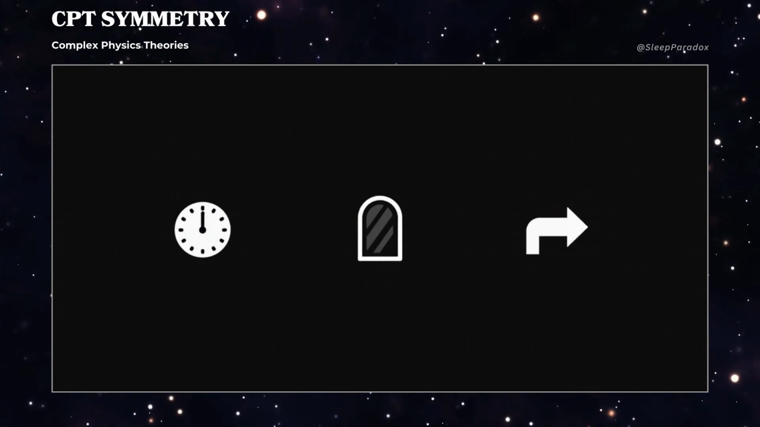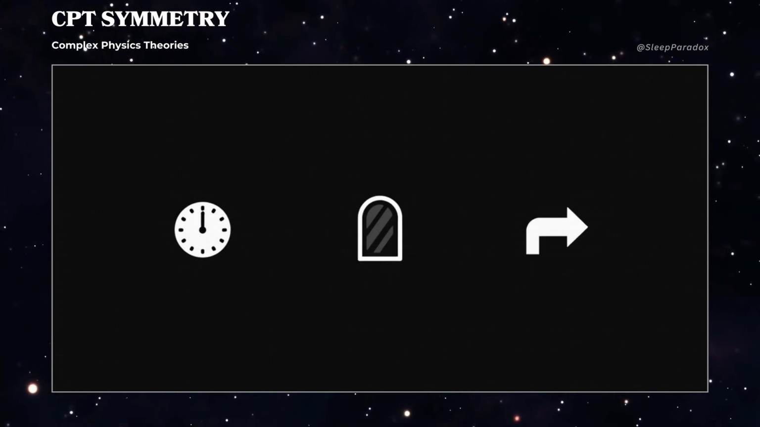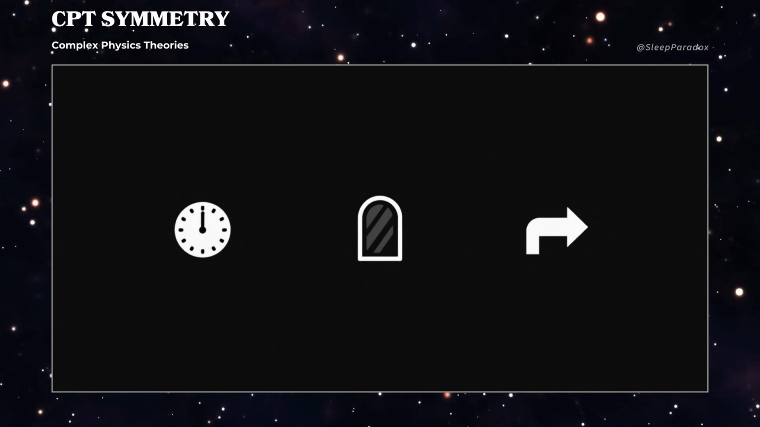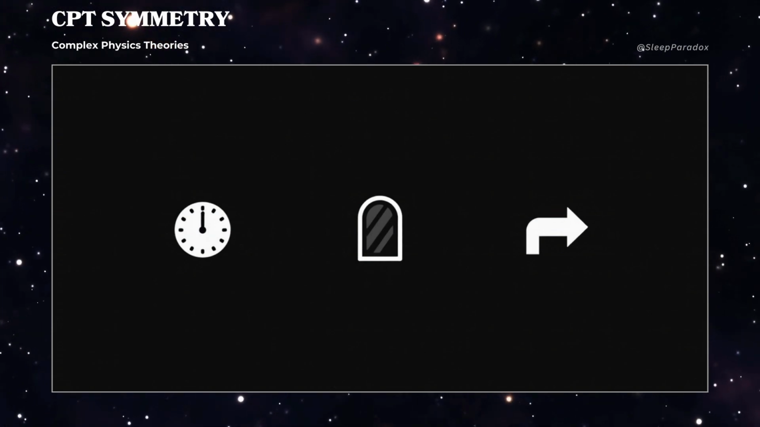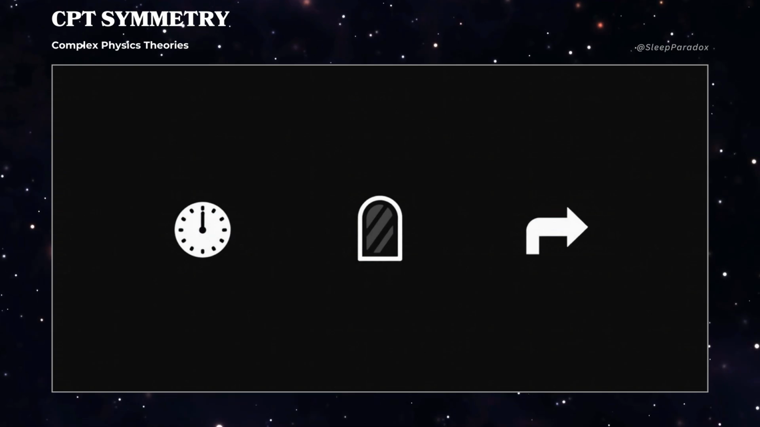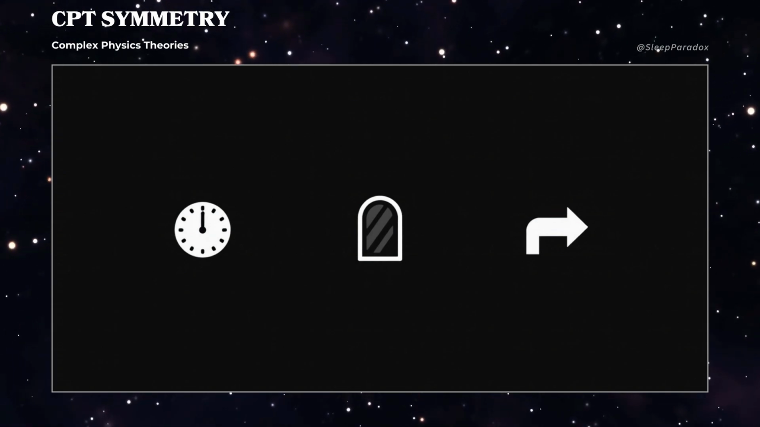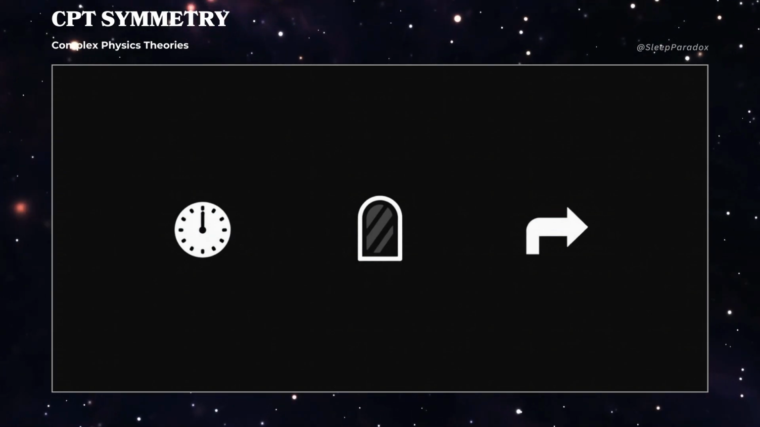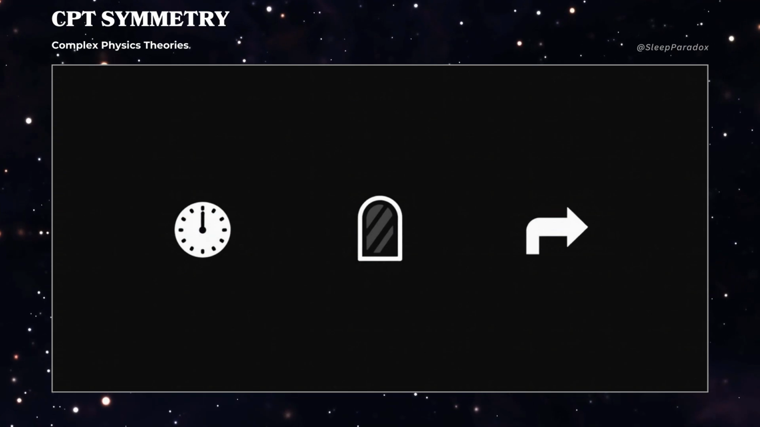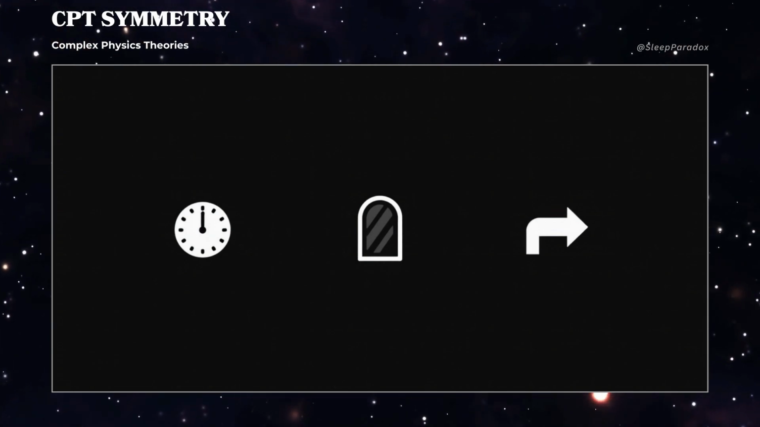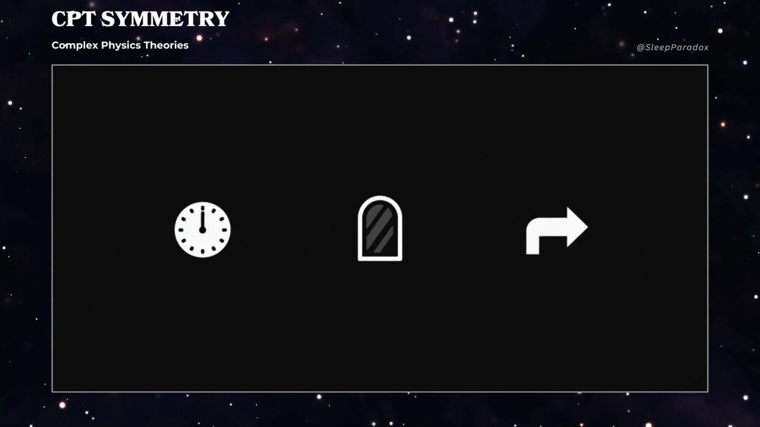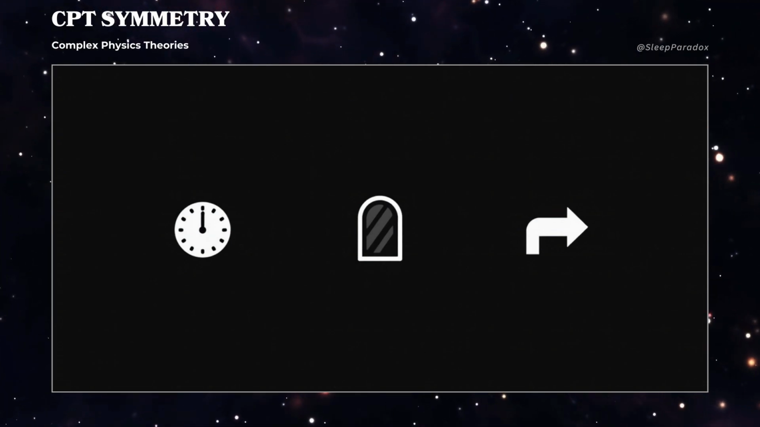That is, there are known physical processes where the symmetry fails if you only apply one or two of these transformations. But when you apply all three together, charge, parity, and time, the theory says that the combined system should behave exactly the same. This principle is not just a guess. It's built into the mathematics of quantum field theory, the same framework that underpins the Standard Model. Let's break it down a little further.